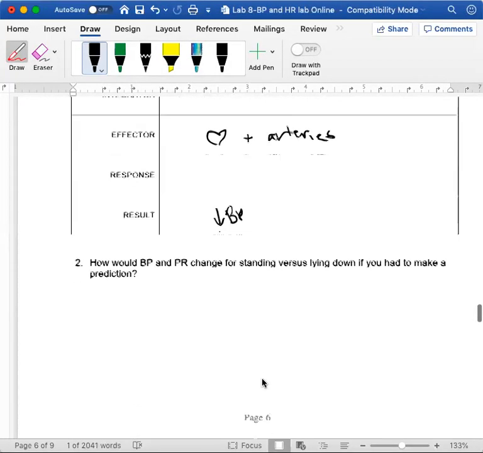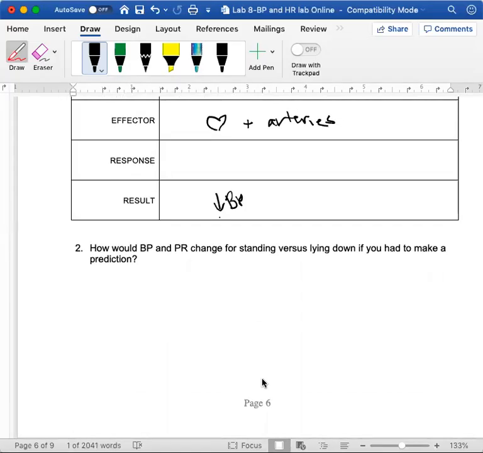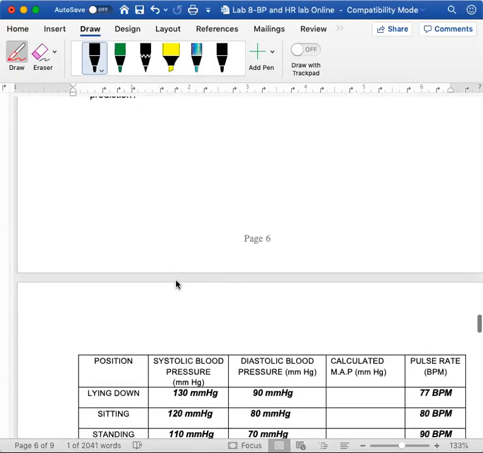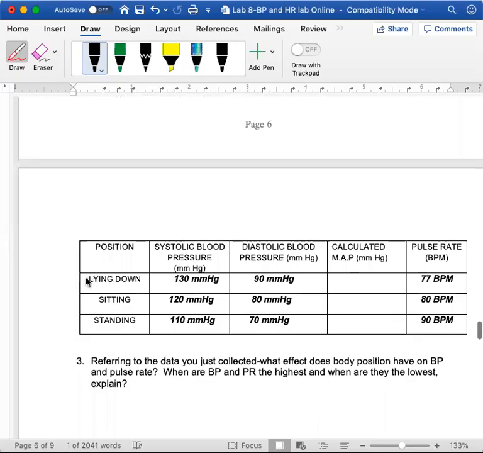Okay, so how would blood pressure and pulse rate change for standing versus lying down if you had to make a prediction? So I want you to write a complete sentence, please, of what you think would happen. So what happens when you lie down versus standing, or standing versus lying down, either or? What happens to them? Okay, so if we were in lab, I would have you guys start out by lying down and taking your systolic and diastolic blood pressure, and then your pulse rate. And then I want you to calculate the MAP. And then you would sit up, take blood pressure and pulse rate, and then you would stand, take blood pressure and pulse rate.